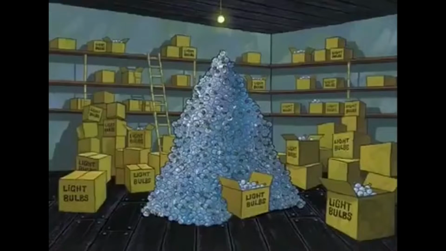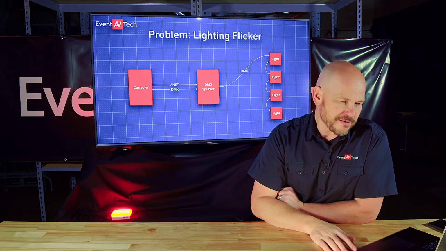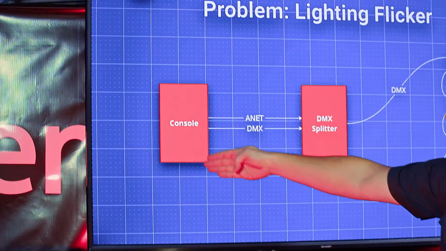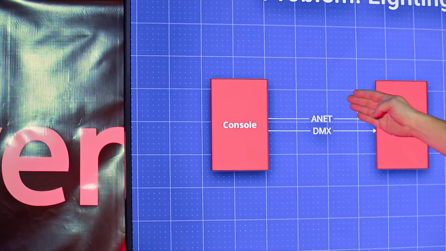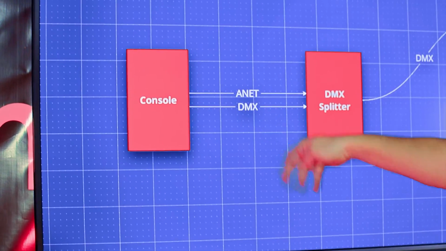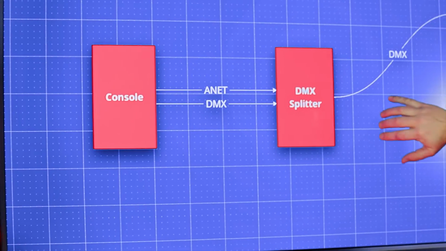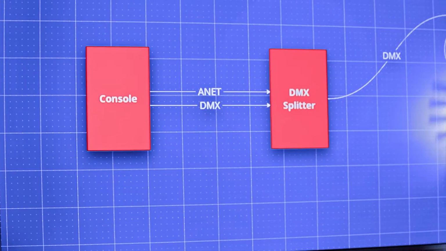Light bulb! We've got a system here, and we've got our lighting console. Our lighting console can be communicating either ArtNet or it can be communicating DMX. We've got a DMX splitter. We're coming out of the DMX splitter via DMX, and we've got our lights.